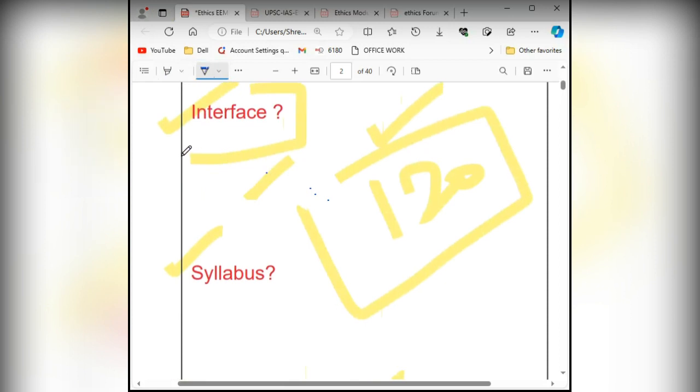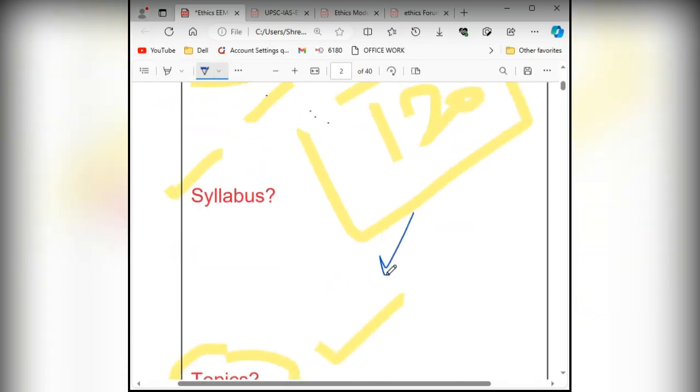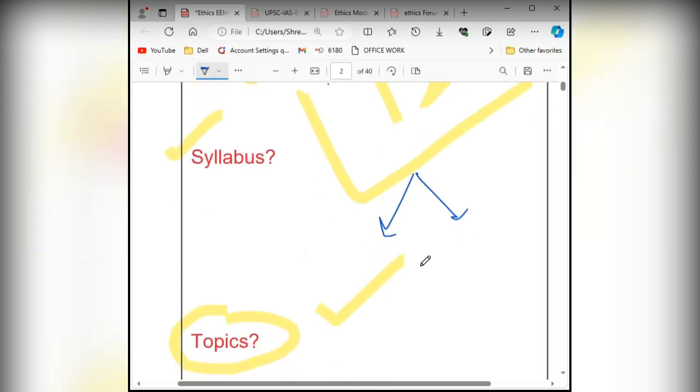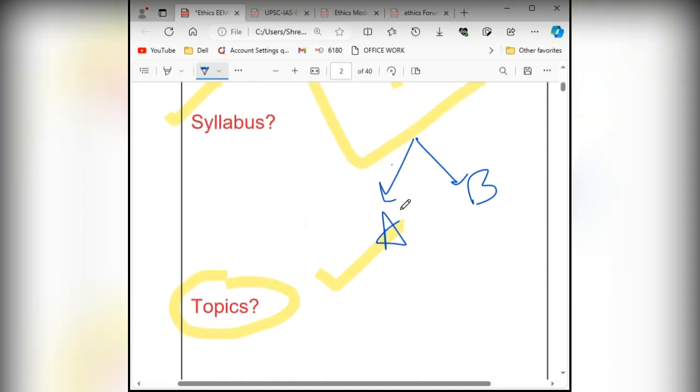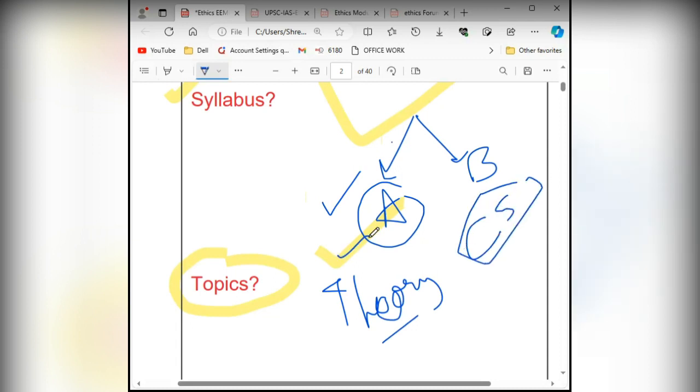It is of 250 marks. There are two parts, part A and part B. Part A basically depends upon terminology and keywords. It is the theory part, and then the other one is the case studies. Whatever you read in part A will be applied in part B.